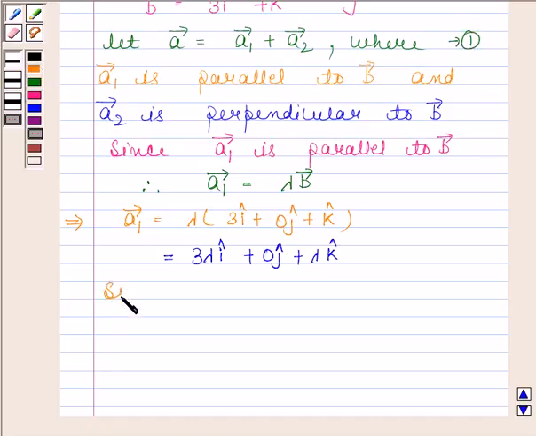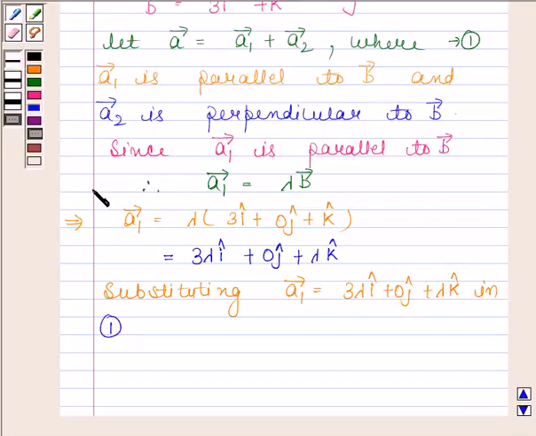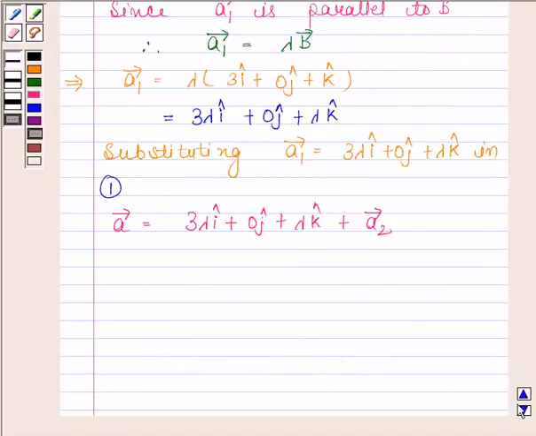So by substituting vector A1 as 3 lambda i cap plus 0j cap plus lambda k cap in 1, we get vector A as 3 lambda i cap plus 0j cap plus lambda k cap plus vector A2. Now this implies vector A2 is equal to vector A minus (3 lambda i cap plus 0j cap plus lambda k cap).